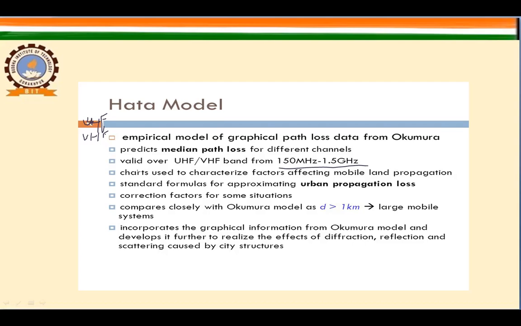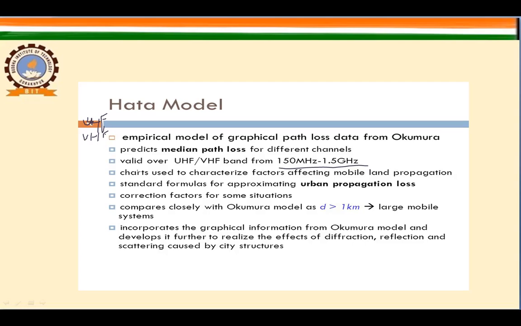So we restrict ourselves to developing the antenna only in this band, and that antenna is used for UHF and VHF transmission and reception. The chart is used to categorize factors affecting mobile land propagation, and standard formulas for approximating this urban propagation loss. So we need a correction. We need to include this correction under some situations.